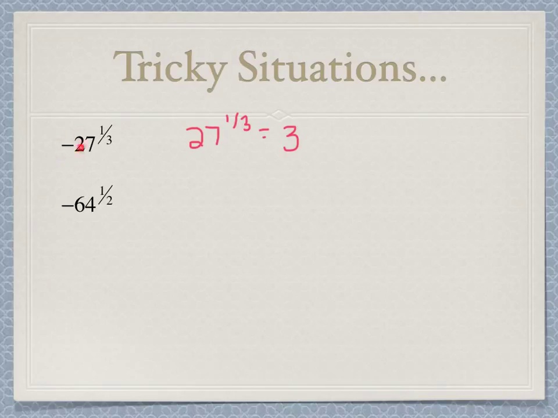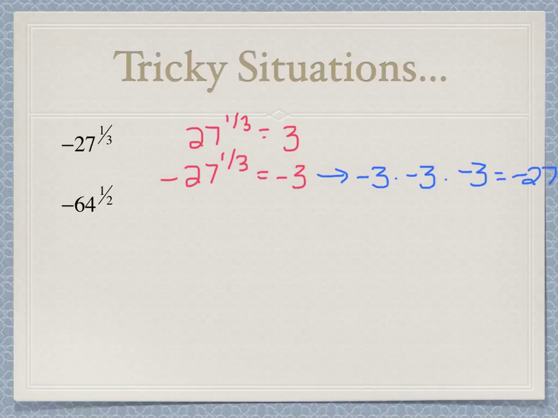Now, this is negative 27. So does it make sense that negative 27 to the power of 1/3 would be negative 3? And so what I want you to ask yourself is it true that negative 3 times negative 3 times negative 3 equals negative 27? Okay, so let's see. Negative 3 times negative 3 makes positive 9, and positive 9 times negative 3 makes negative 27. So that's correct. Okay, so negative 27 to the power of 1/3 is equal to negative 3.